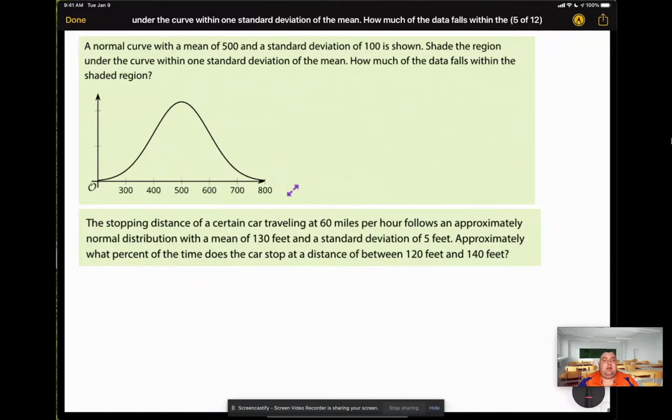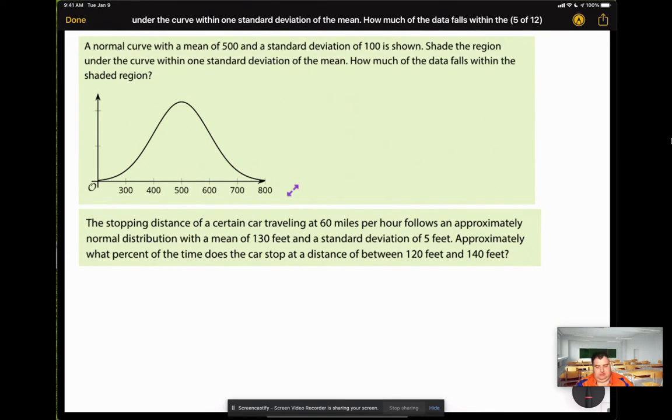All right, we are going to move on to lesson 6 of unit 7. A normal curve with a mean of 500 and a standard deviation of 100 is shown. Remember, in the last lesson, we talked about what a normal distribution or normal curve is. Shade the region under the curve within one standard deviation of the mean.